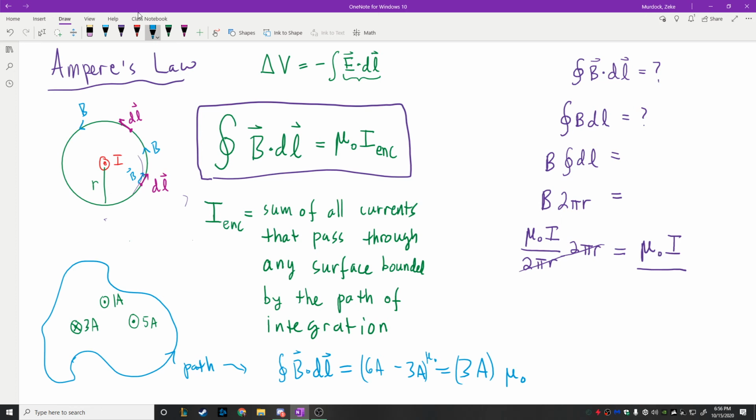Anyone have any questions? When I say the sum of all currents that pass through any surface bounded by the path of integration, I don't know if that makes sense, but what I mean is I take my path here, right? What's a surface that's bounded by that path? Well, it'd be something like this. That's a surface that's bounded by the path, right?